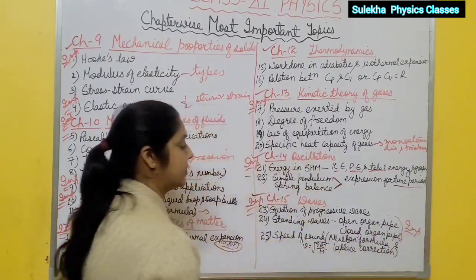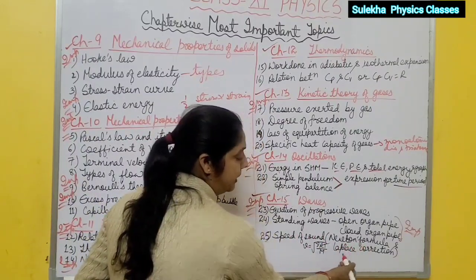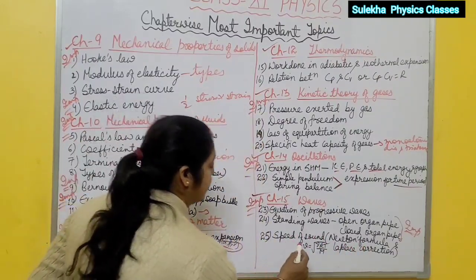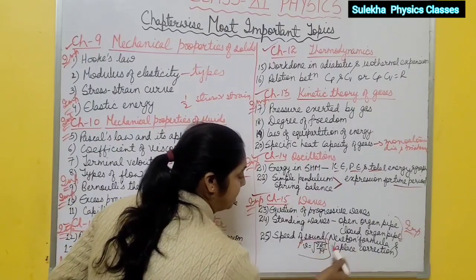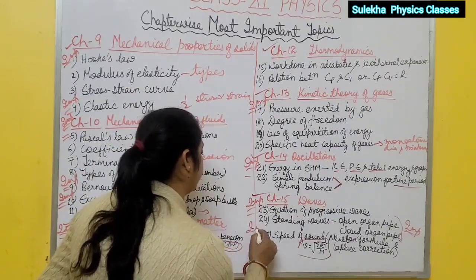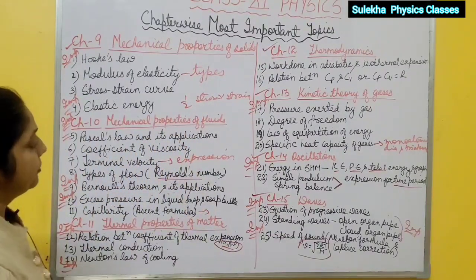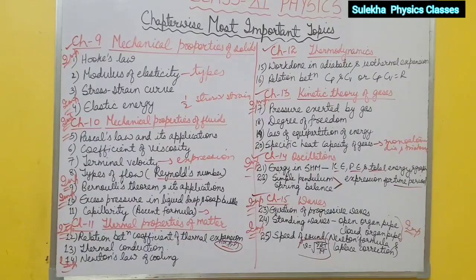And then last, speed of sound. This is Newton's formula and how it is corrected by Laplace. So Laplace correction, the speed of sound according to Laplace is v equal to under root gamma RT by M. So this topic is also important. So these are all about important topics of second part from chapter 9 to chapter 15. Please take a screenshot of this one.